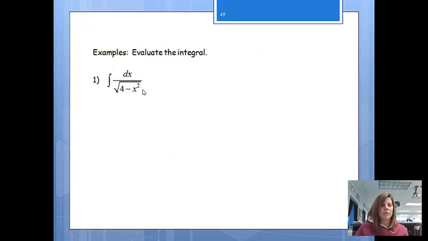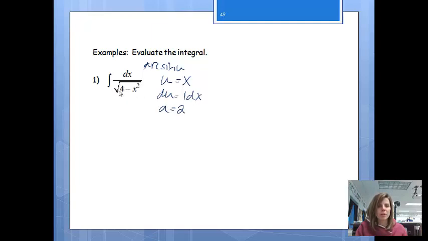All right, evaluate the integral. This one, I notice that it fits the form of an arc sine problem. So that's what I want to make it fit. There are a few things that I need to identify. First of all, I need to identify my u, and my u is going to be the variable, which in this case would be x, because I'm turning this into u squared. My du, the derivative of x, would just be 1 dx. And then my a would be my constant, which in this case would be 2, because remember in my formula this says a squared, so we actually take the square root of that 4.